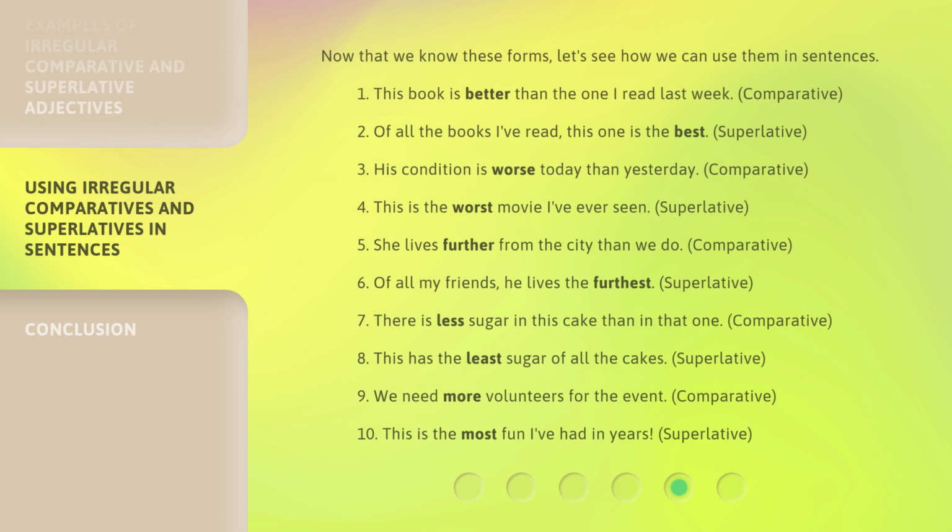Now that we know these forms, let's see how we can use them in sentences. 1. This book is better than the one I read last week. Comparative. 2. Of all the books I've read, this one is the best. Superlative. 3. His condition is worse today than yesterday. Comparative. 4. This is the worst movie I've ever seen. Superlative. 5. She lives further from the city than we do. Comparative. 6. Of all my friends, he lives the furthest.